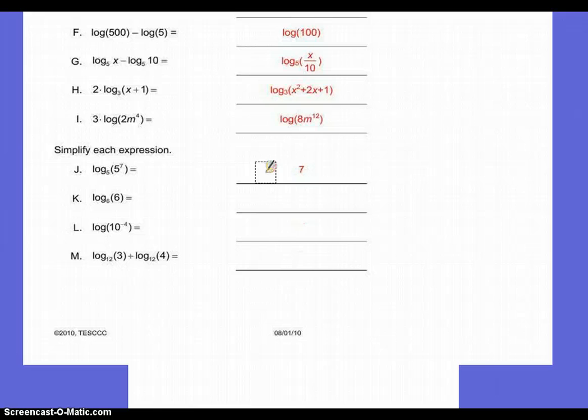What about the next one? Even though it doesn't say to the 1 power, because my base is the same as my argument, I know it's going to be to the 1 power. What about L? What base is that when it's not mentioned? That's correct. It's the common base of 10. So they match up, so my answer is going to be -4. And then on M, my bases are the same, and I have a 3 and a 4, so I'm going to end up with the 1.